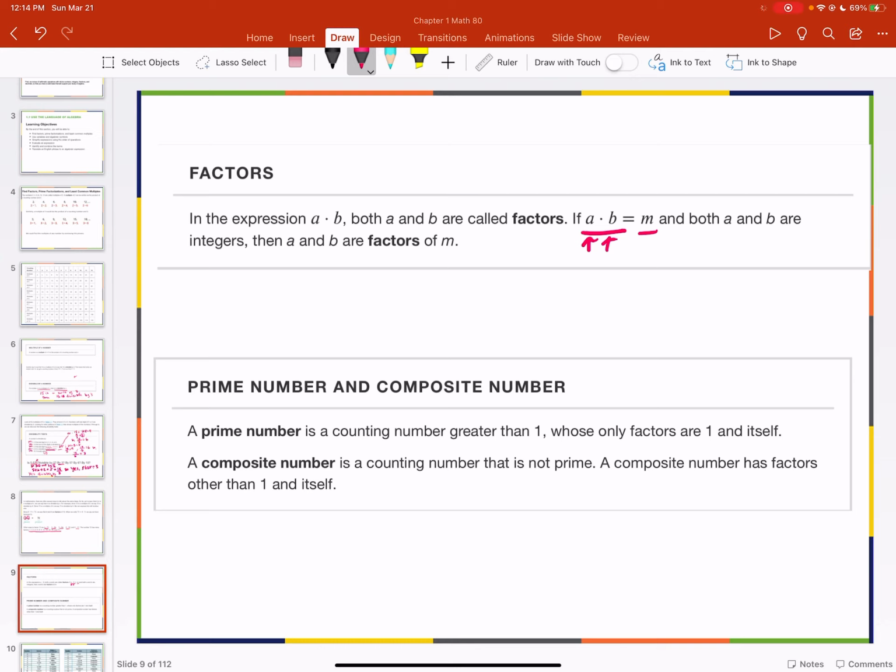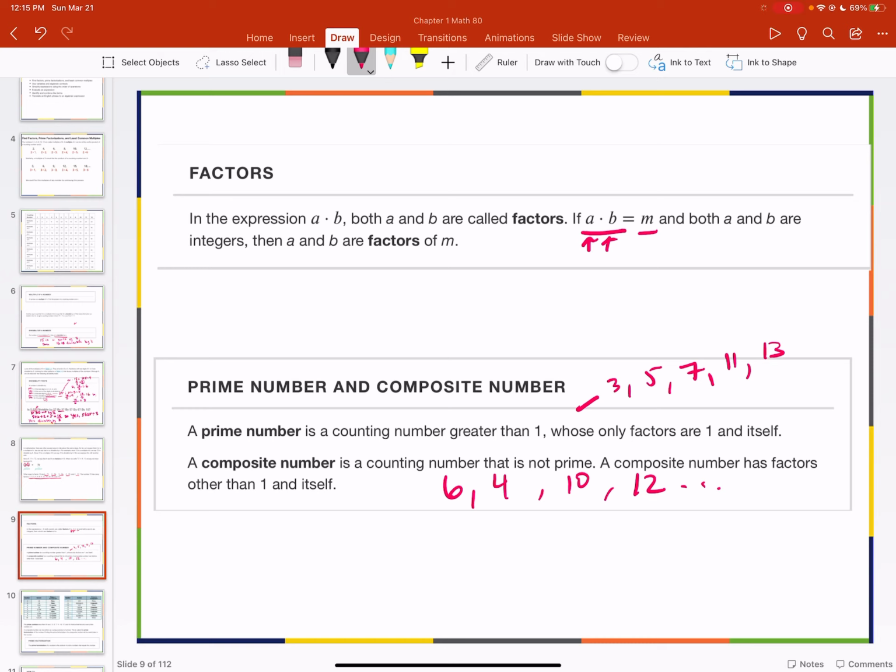So prime numbers are basically numbers greater than 1 which only have the factors 1 and itself. It's not divisible by anything else other than itself and 1. Examples of primes would be 3, 5, 7, 11, 13. Those do not have any factors other than themselves and 1. Now, a composite number is a counting number that's not prime, basically. So, examples: 6, 4, 10, 12, and so on.